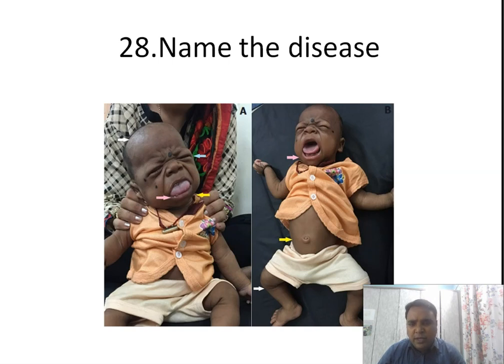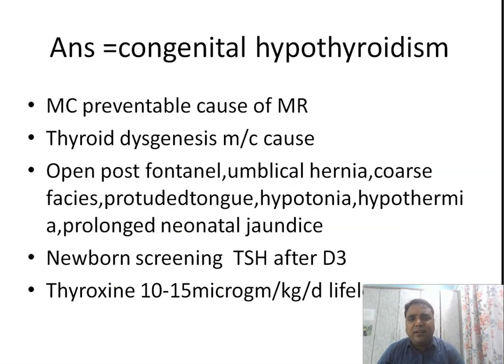We can look here at what we can observe: the macroglossia, the rough skin, the umbilical hernia, and the look itself. The answer is evident. That is, it's a case of congenital hypothyroidism. To add something, congenital hypothyroidism is the most common preventable cause of mental retardation. The most common cause of congenital hypothyroidism is thyroid dysgenesis.